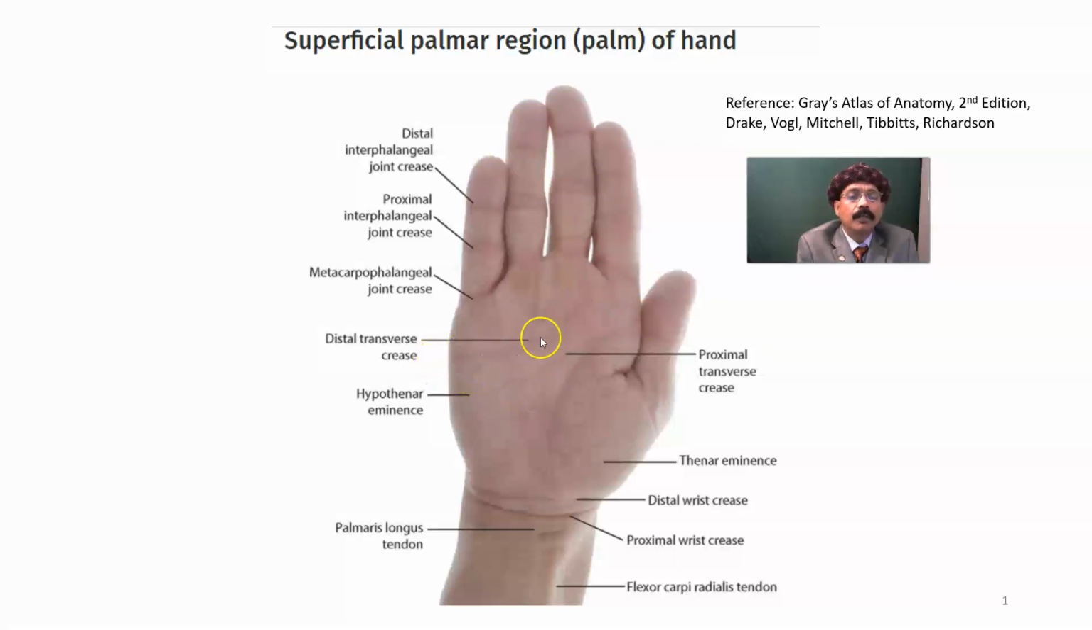And we have multiple creases here. These creases have some clinical importance, especially in trisomy 21, Down syndrome. We may get only one crease, which is called the simian crease, instead of multiple creases. The skin over the palm is fixed because the superficial fascia is connected to the deep fascia by fibrous bands. This is the thenar eminence, and this is the hypothenar eminence.